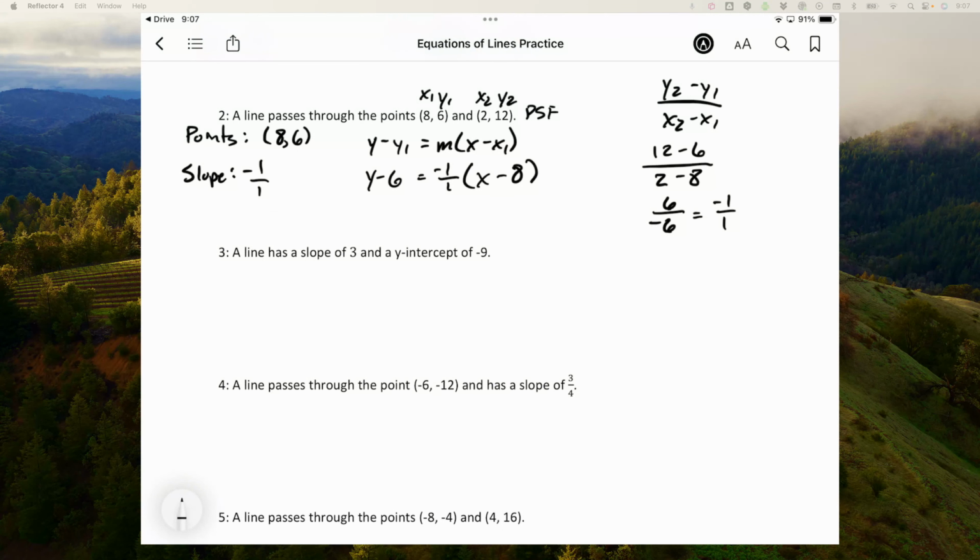So a slope of 3, y-intercept of negative 9. We have a y-intercept, so we can use slope-intercept form. Y equals mx plus b. So y equals 3x minus 9. And so that was on our last exam. Hopefully you feel pretty good about that one.